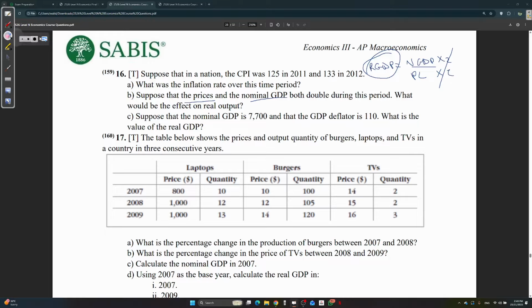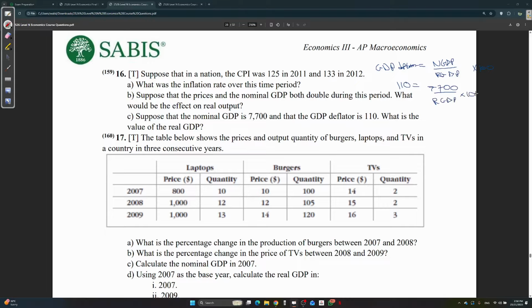Alright. Part C. Suppose that the nominal GDP is 7,700 and the deflator is 110. What's the real GDP? The GDP deflator formula is equal to nominal GDP over the real GDP times 100, right? So they gave me the deflator is 110, they gave me nominal GDP is 7,700. The RGDP we don't know.